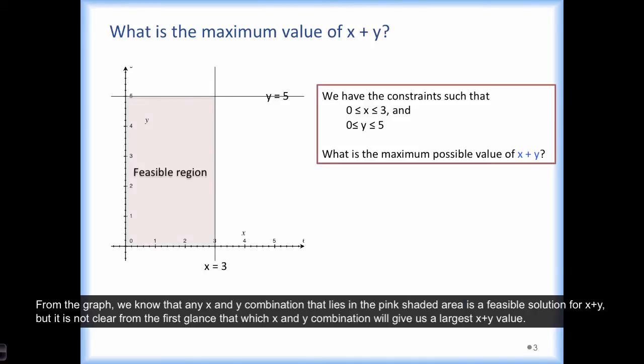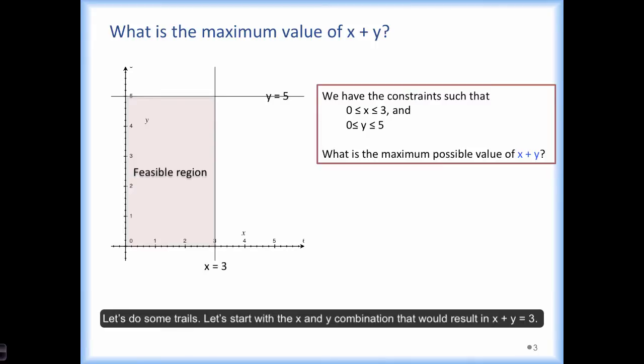From the graph, we know that any x and y combination that lies in the pink shaded area is a feasible solution for x plus y, but it is not clear at first glance which x and y combination will give us the largest x plus y value. Let's do some trials. Let's start with the x and y combination that will result in x plus y equal to 3.